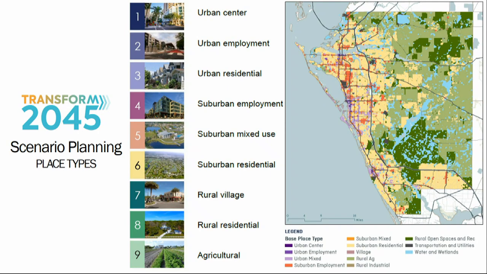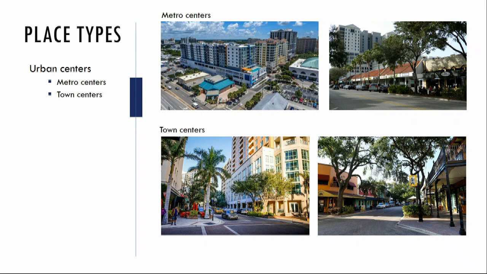And the process identified these 9 land use types and scenario planning place types that we're focused on. And it's interesting, after this morning's presentation, I'm thinking we should have had 3 place types instead of 9 in order to simplify it. But I think as I go through this, you'll sort of see why we did what we did.